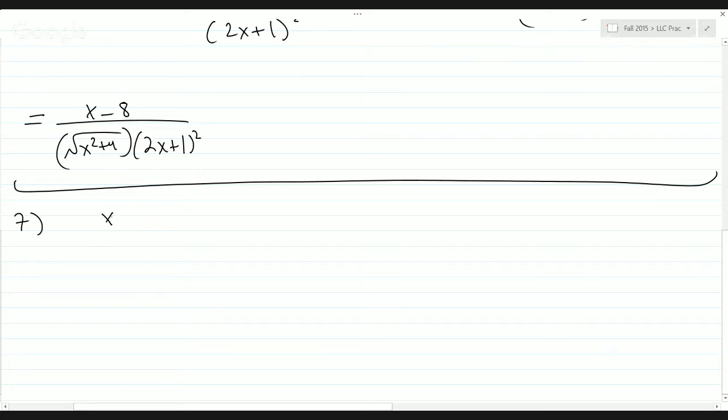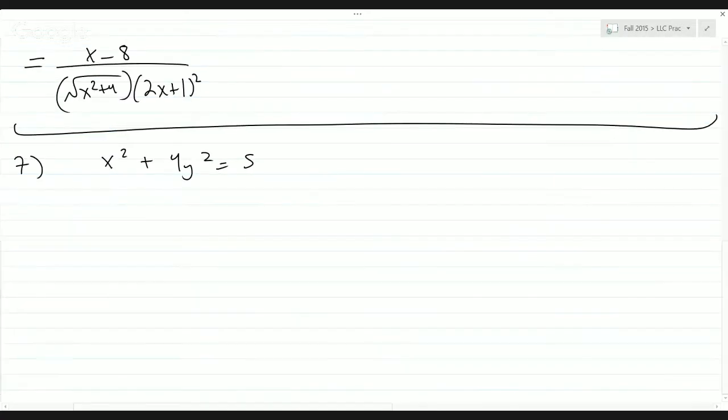Now 7 is with implicit differentiation. And that just means we don't have a function where y is equal to something. Y is in it. So what's the derivative of x squared? 2x. What's the derivative of 4y squared?